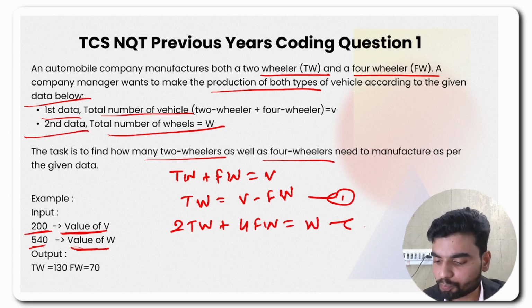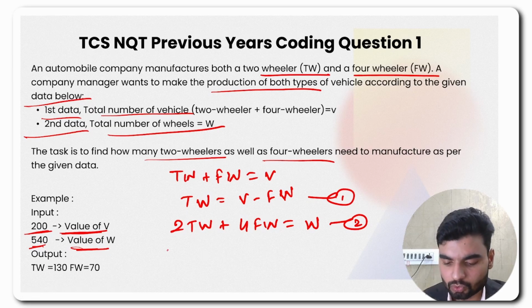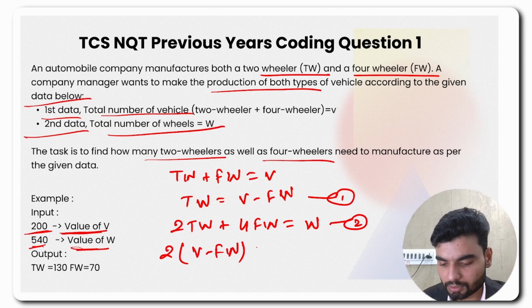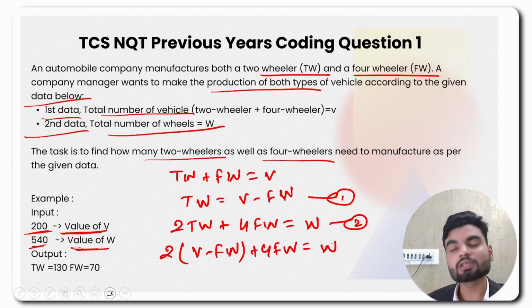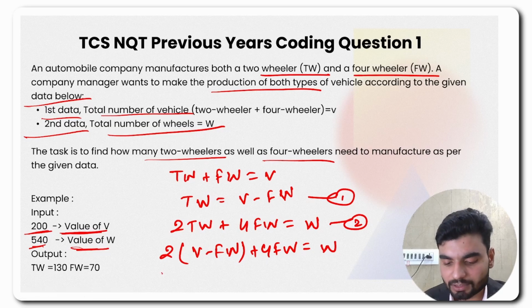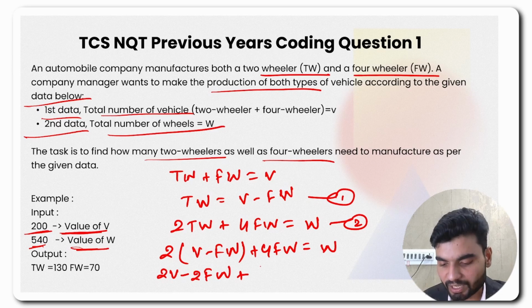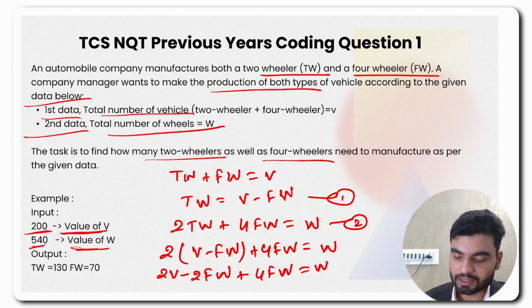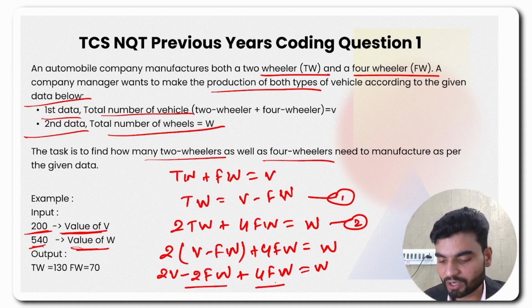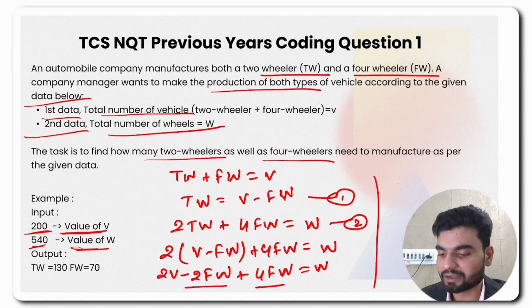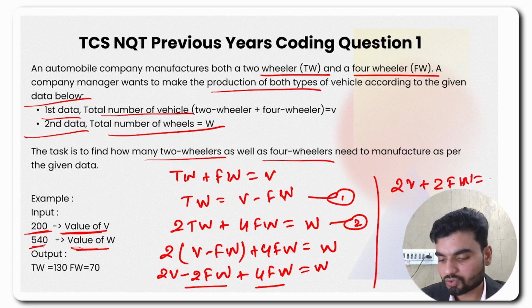If I ask you to put the values from equation number 1 into equation number 2, you will have to multiply: 2 times (B minus FW) plus 4FW is equal to W. Yes or no? Now if we multiply this, we will have 2B minus 2FW plus 4FW is equal to W. Right? Tell me what will happen. Minus 2FW and 4FW becomes plus 2FW, right? So 2B plus 2 times four-wheelers is equal to W.